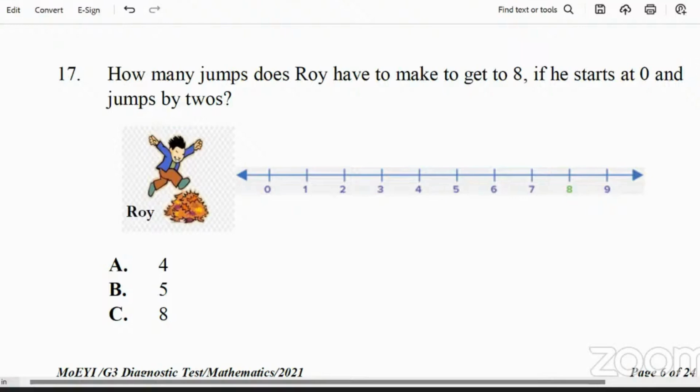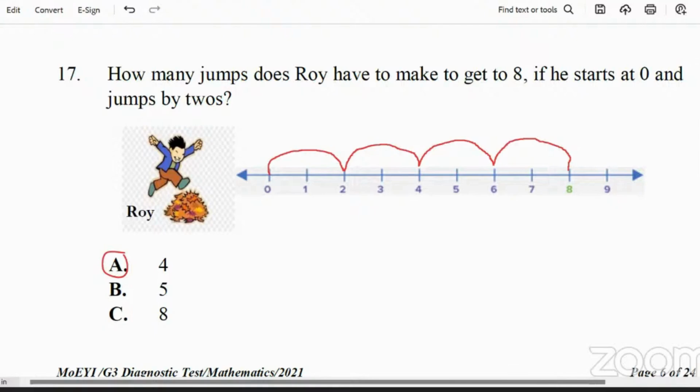All right, question 17. How many jumps does Roy have to make to get to 8 if he starts at 0 and jumps by 2s? How many jumps? So we're going to have to jump like Roy. Let's see if I can jump like Roy. So we're going to be starting at 0 and jump by 2. So this would be one jump here, because it's going by 2s. Another jump here. Another jump here, going by 2, guys. And then another jump 2, because we want to get to 8. All right, so how many jumps did we make? 1, 2, 3, 4. We made a total of 4 jumps. Starting at 0, we made 4 jumps. Remember I said jump by 2s.